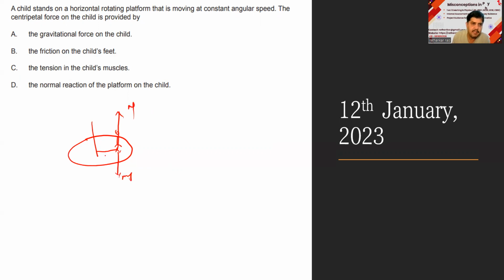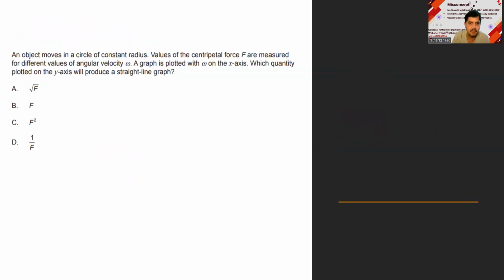Now, when the platform is rotating like this, what can happen? There's a centripetal force acting here. Is there a string or a wire or anything connected to him? No. So, because of centripetal force, the child could immediately fall, right? But he is not falling. He is just standing there. Why? Because there's a frictional force acting, right? Because of this friction force, the child does not fall. So, which is the right answer? The friction on the child's feet. Answer B. Okay. Let me move on to the next one.